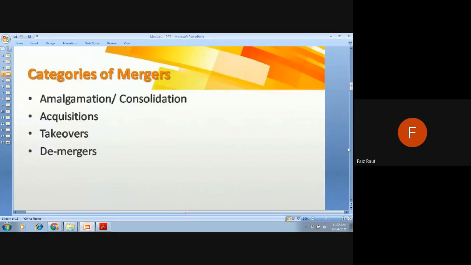Even for that matter, Vodafone Idea: Vodafone Essar Limited and Idea Limited, both of these companies combined and created a new company called Vodafone Idea. It is the combination of both their names. Even that can be considered an amalgamation. And in amalgamation, both the companies will work as if they are one company. Their balance sheet will be one, their profit and loss statements will be one, their marketing team will be one, their finance team will be one, everything.